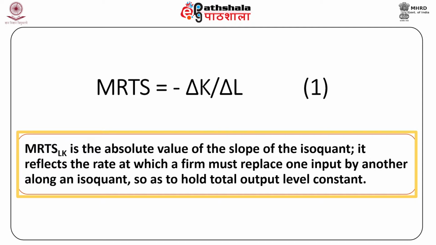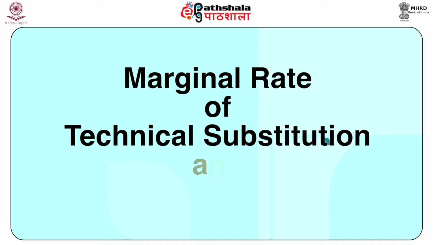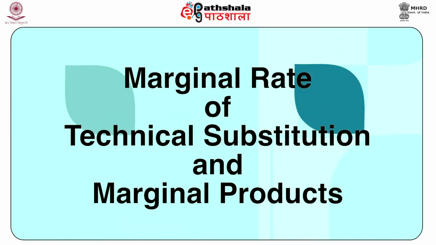MRTS for labor and capital is the absolute value of the slope of the isoquant. It reflects the rate at which a firm must replace one input by another along an isoquant so as to hold the total output level constant. Marginal rate of technical substitution and marginal products. We will now show how MRTS of labor and capital relates to the marginal product of labor and capital.